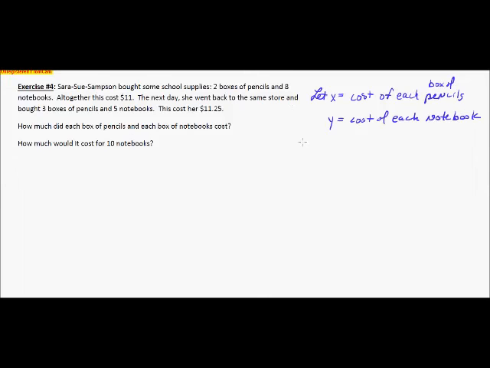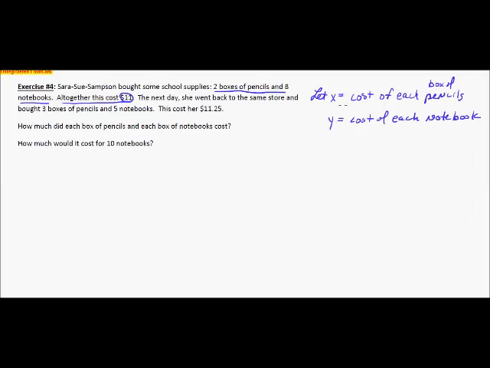So there's my x and my y. There's the things I don't know. Now let's use the information they gave us to create some equations here. So 2 boxes of pencils and 8 notebooks. And they're giving us what this all together comes to. Notice they're giving us money.